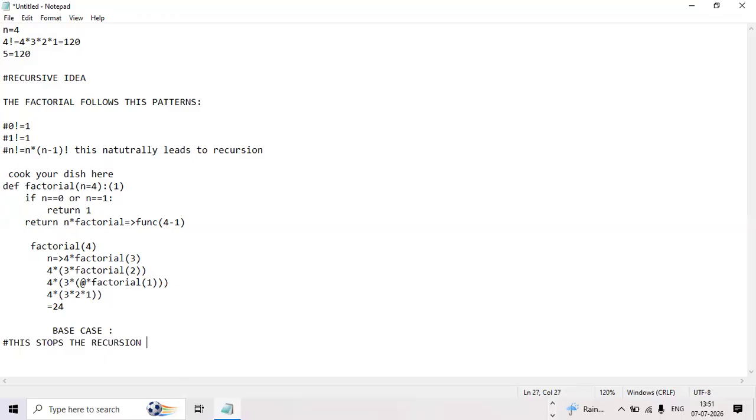How? See, without it, the function would keep calling itself. So basically, you can say it would be the problem of an infinite loop. Okay, it would be the problem of an infinite loop over here. Okay, so now the problem is over.